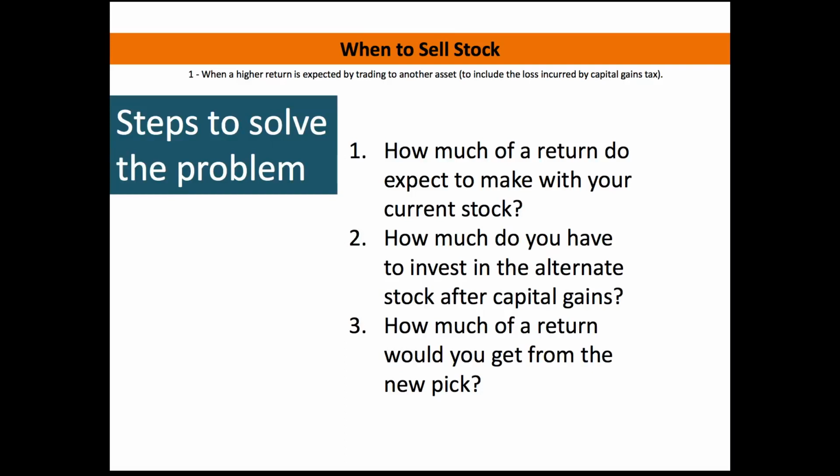So step 2 is we have to figure out how much money we'll have after we pay the capital gains tax. Step 3 is how much of a return will we get from the new pick? After we figure out that capital gains problem, we take that money and pretend we buy company TTT, and then we estimate how much that will grow to over the next 10 years. Then we're just going to compare number 1 and number 3 to see which one's a more lucrative pick.